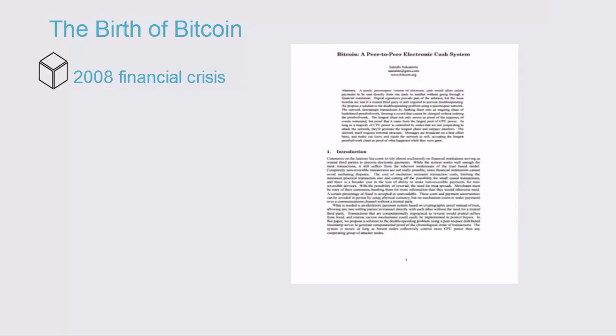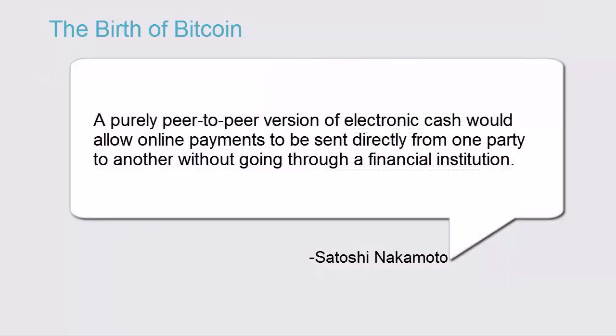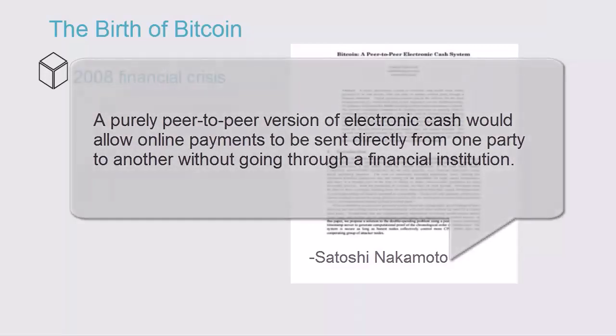As a matter of fact, Satoshi Nakamoto states in the white paper, "A purely peer-to-peer version of electronic cash would allow online payments to be sent directly from one party to another without going through a financial institution."